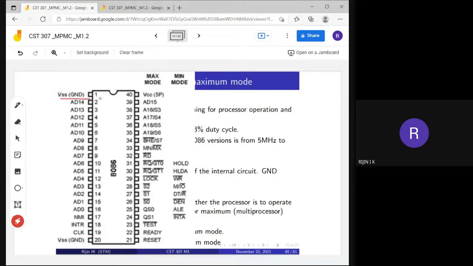Okay, pin number 1 and pin number 20. These are the ground pins.